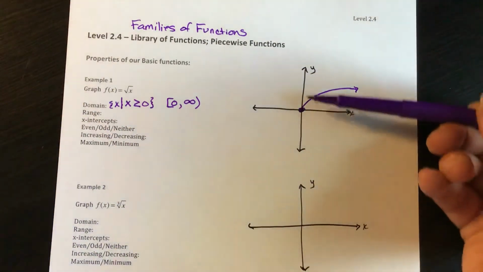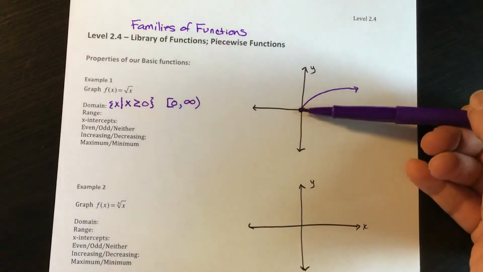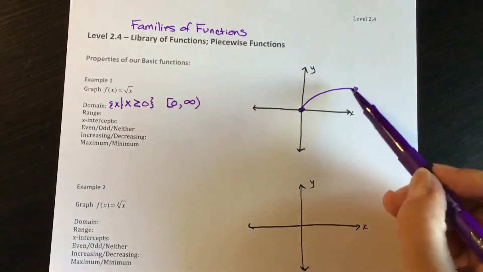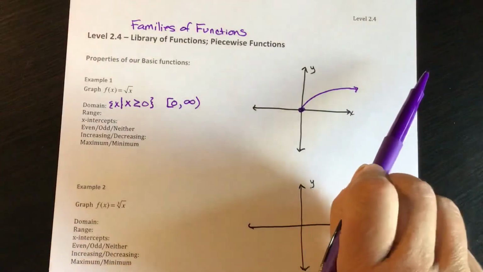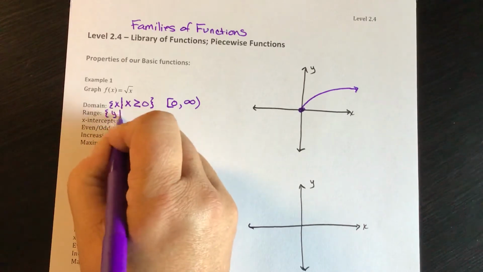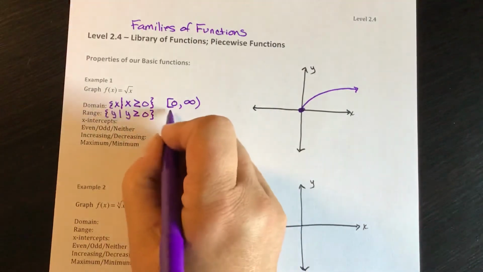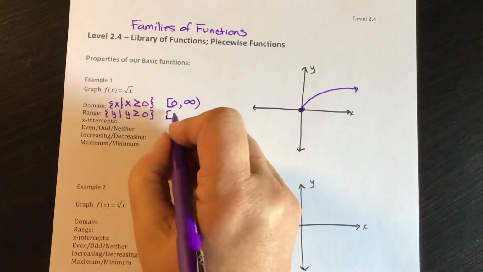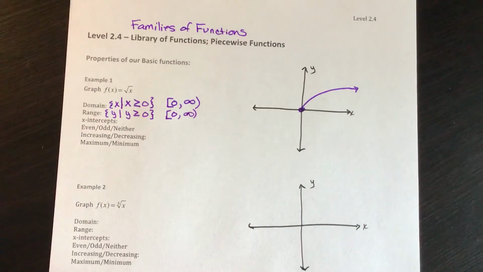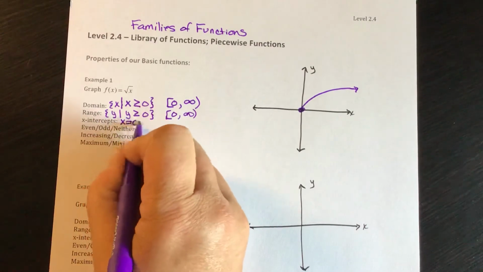Now our range, if I look at the y values, I want to know how high and low it goes. It also starts at y equals 0 and goes up, and it will keep going up continuously. So we would say that the range is the y values, and y has to be greater than or equal to 0. Same thing as the domain, 0 to infinity. X-intercepts, we can see here that it crosses the x-axis at x equals 0.